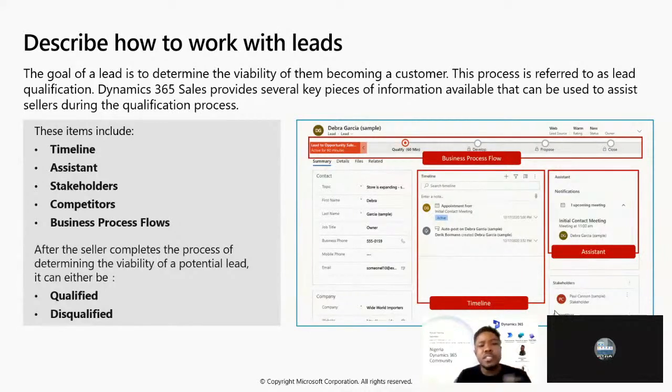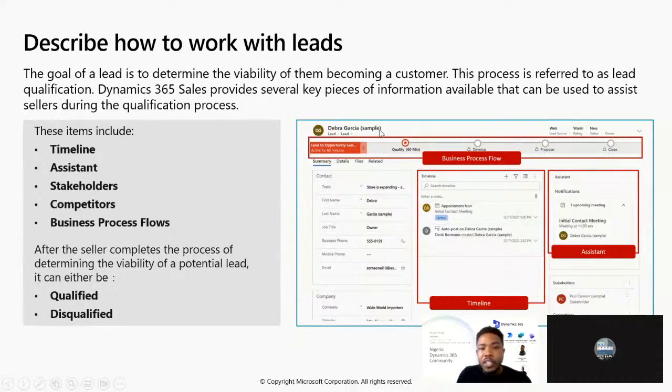And Dynamics 365 says to provide key pieces of information that can be used to assist sellers during this qualification process. And what do we have here? If you look at this illustration here, this is a common lead form with a timeline feature. If you look at this side, this is how I can know it is a lead form. Here, this is the entity. The entity on this form is lead, and here is the form name. It's the lead form name.